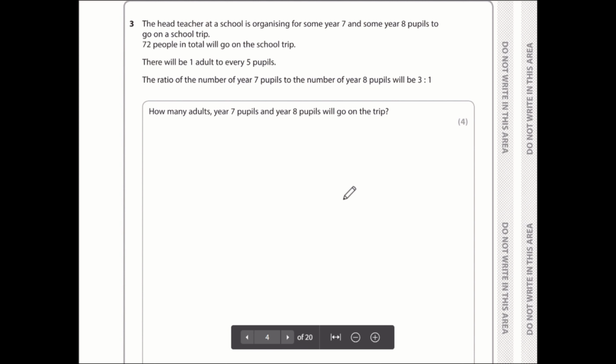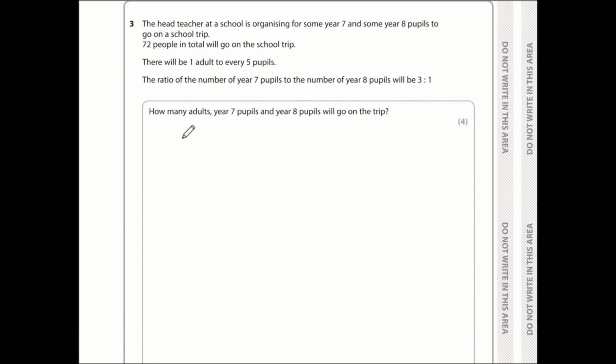Question number 3. The head teacher at school is organising for some Year 7 and some Year 8 pupils to go on a school trip. 72 people in total will go on the trip, and there's 1 adult to every 5 pupils. So this 72 includes the adults. This isn't the number of pupils.